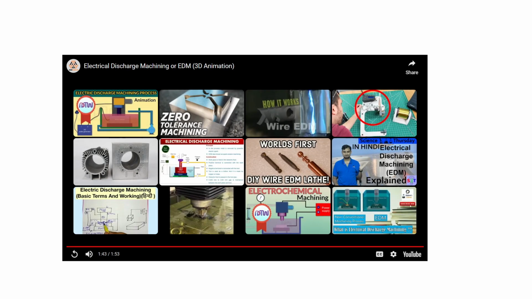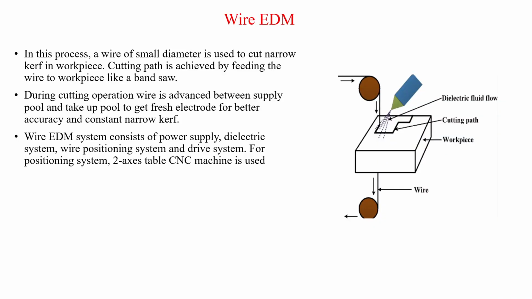So you have seen how this EDM process works. This is basically what we have explained. Now we'll go to the next process, which is wire EDM. Basically, wire EDM is the EDM process only. Only a coil of wire is used to cut the material.